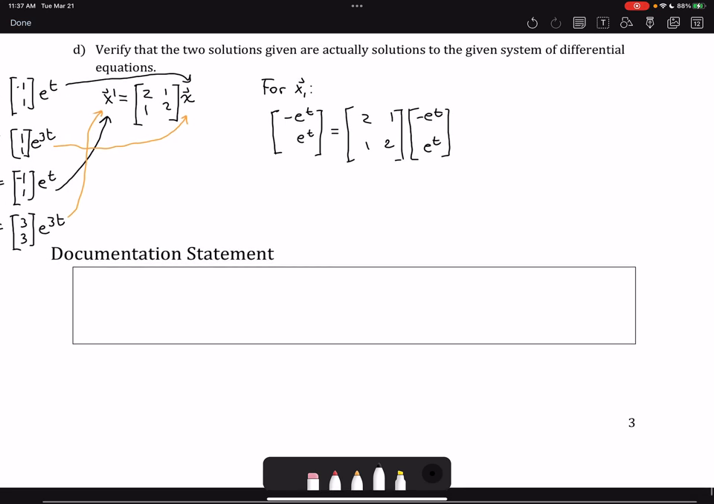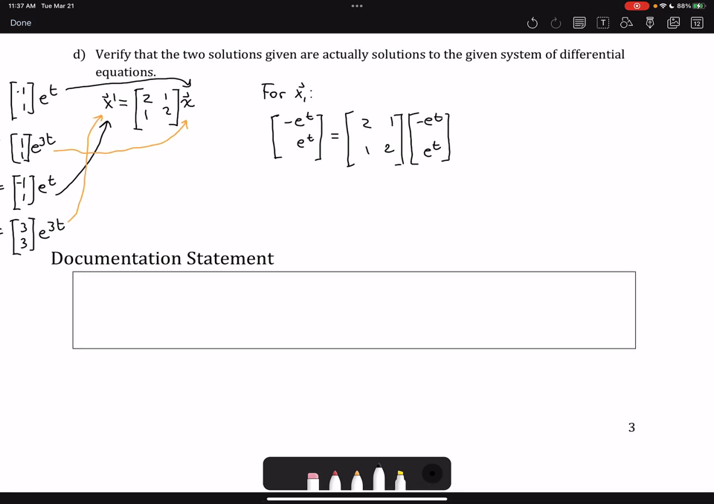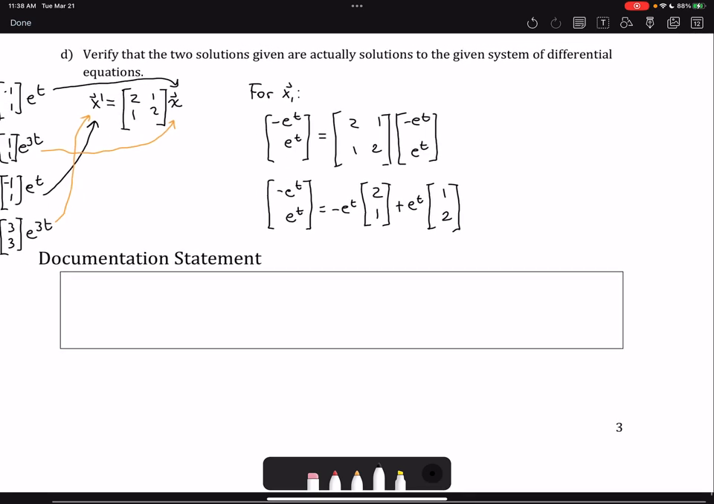Now, the way I like to think of matrix multiplication is this way, especially when I'm dealing with vectors and a matrix. So I'm going to rewrite the left-hand side. And the right-hand side is just going to be negative e to the t multiplied by the first vector of the transformation plus e to the t multiplied by the second vector of the transformation. And then, as you know, you have to scale each component of those vectors by those scalars.